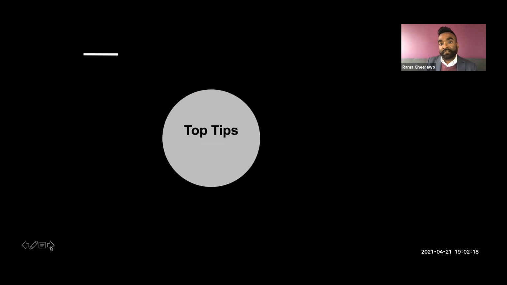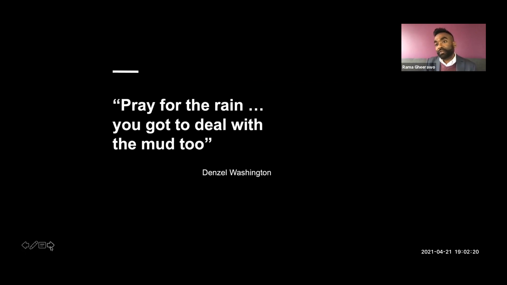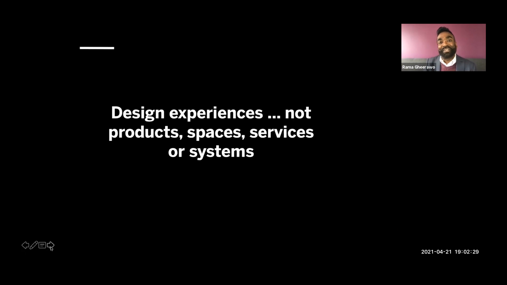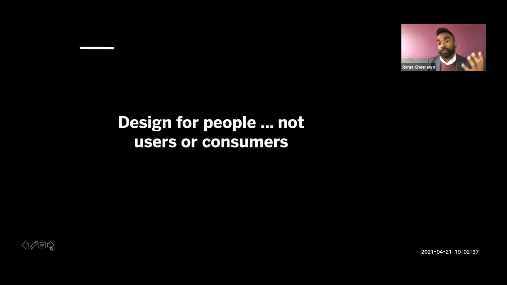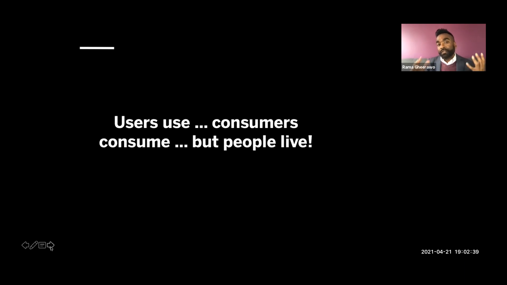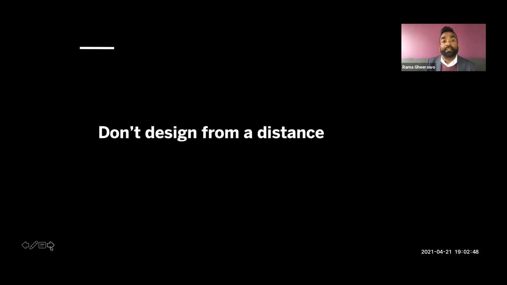So finally, some top tips. The great philosopher Denzel Washington said, when you pray for the rain, you got to deal with the mud too. So none of this is easy, but it gets muddy. So be prepared for mud. Design experiences, not products, spaces, services, or systems. You're creating an experience. Design for people, not users or consumers. Users use, consumers consume, but people live. So let's try and remove that language out of our design rhetoric.